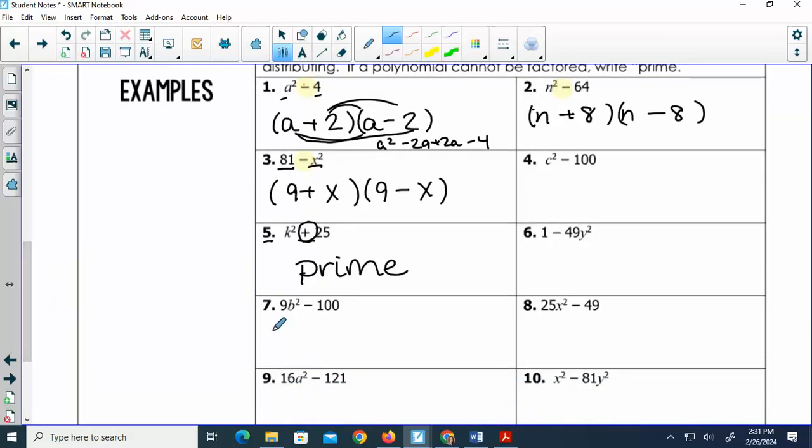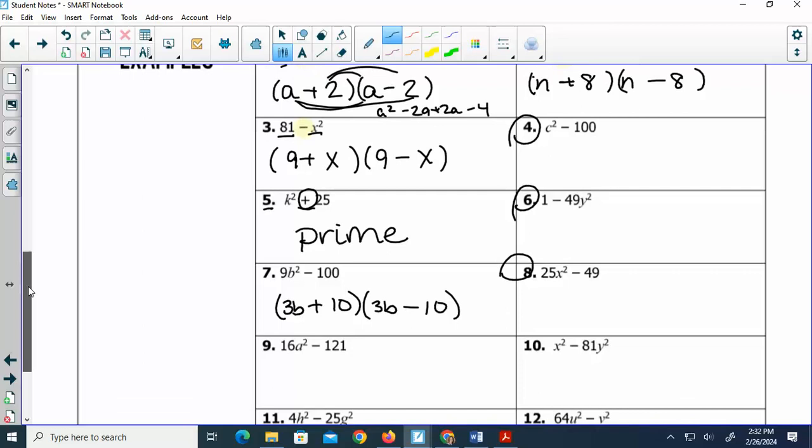Okay, number 7. We have our subtraction again. So that's good news. We can do our plus and minus. What is the square root of 9b squared? What is the square root of 100? Why don't you guys try 4, 6, and 8?